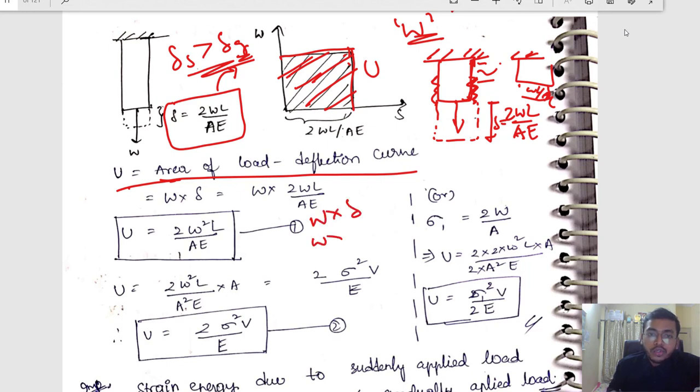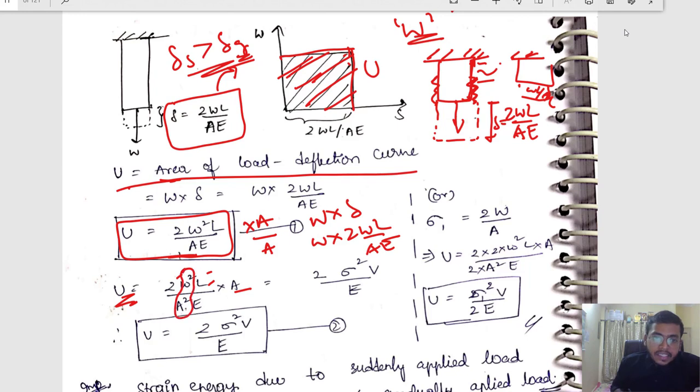Load into deflection. Here the deflection was 2WL by AE, so I will get 2W square L by AE. Agreed? Very similar to the previous derivation. I multiply and divide by A so that I can get strain energy per unit volume. So the strain energy will be 2W square L into A divided by A square E. Writing W by A whole square as sigma square, I get 2 sigma square V by E. So this is my strain energy due to suddenly applied load.